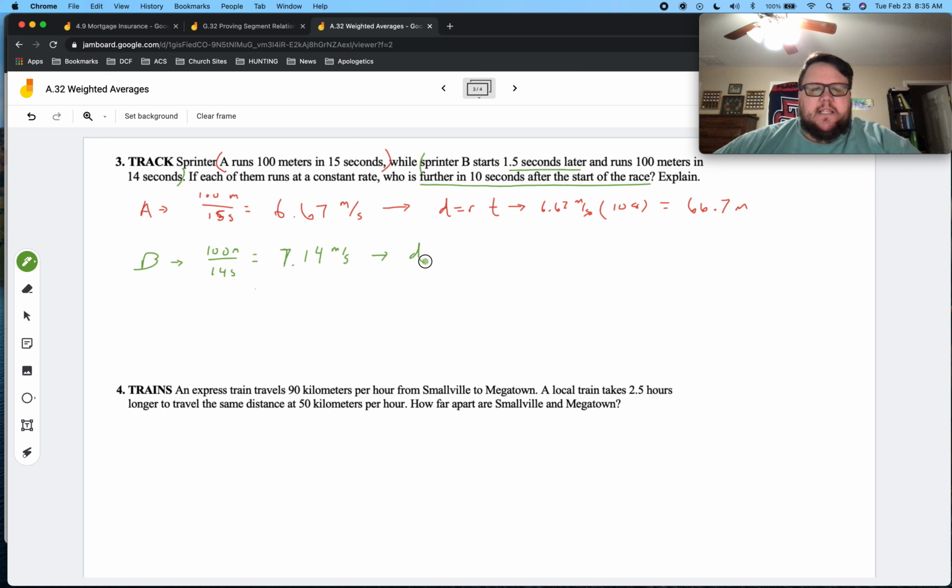So our distance is going to be our rate times time. And our rate is 7.14 meters per second. But our time is going to be a little bit different, because it's going to be 10 seconds minus 1.5, because we're going to subtract out this 1.5 seconds since Sprinter B started later. So 10 minus 1.5 is 8.5 seconds. So we're going to multiply 8.5 seconds times 7.14. The seconds cancel.